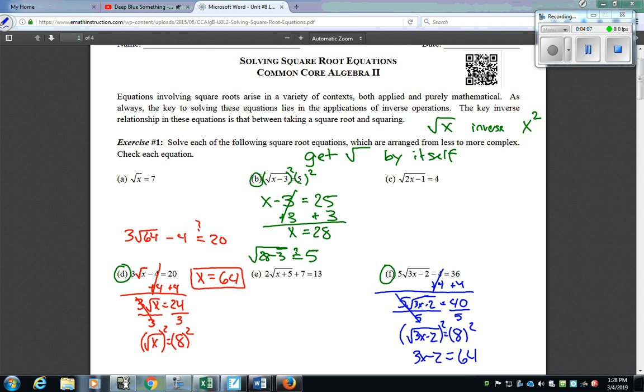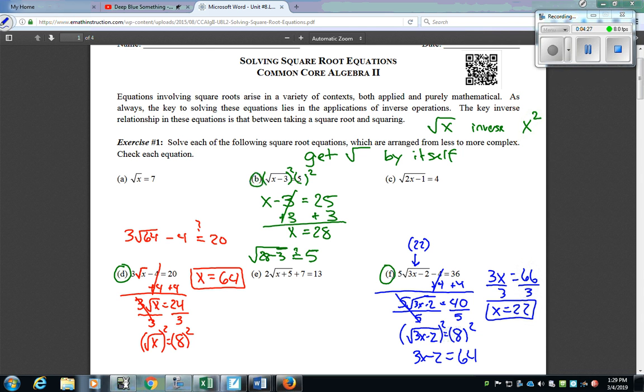You still have to get x by itself, so we have a couple more steps to do. We're going to have to add 2 to both sides, so you get 3x equals 66. And then divide by 3, so that x is 22. And again, you can plug in the 22 where the x is. Put it in parentheses right there.